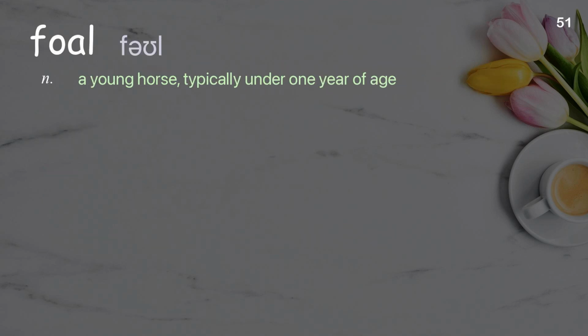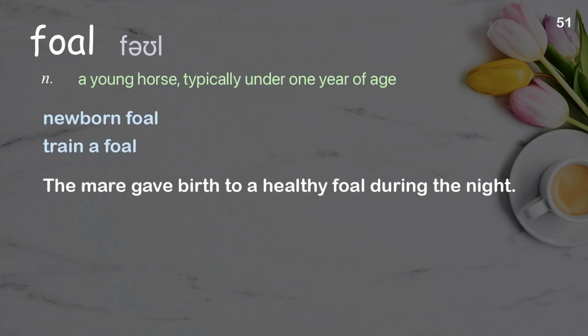Foal. A young horse, typically under 1 year of age. Examples: Newborn foal. Train a foal. The mare gave birth to a healthy foal during the night.